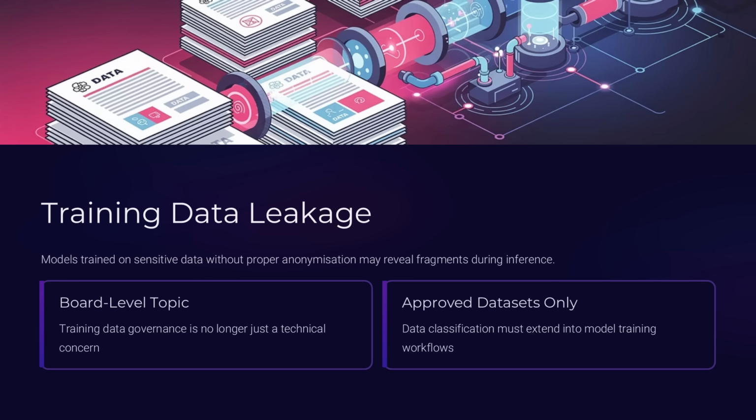Training data leakage is closely related but broader in scope. When models are trained on sensitive enterprise data without proper anonymization or segmentation, there is risk of exposure during inference. If an internal model has access to employee records, financial transactions, or confidential strategy documents, and if guardrails are insufficient, outputs may unintentionally reveal fragments of this information.